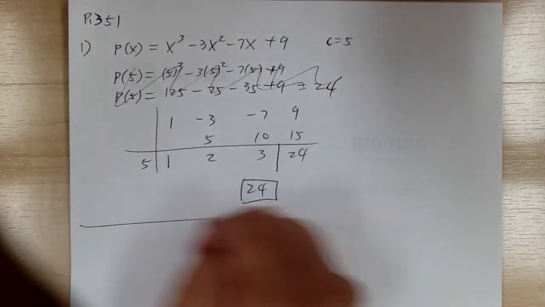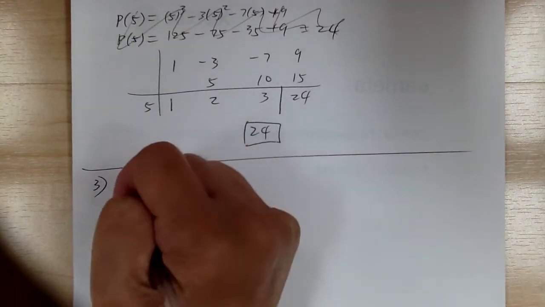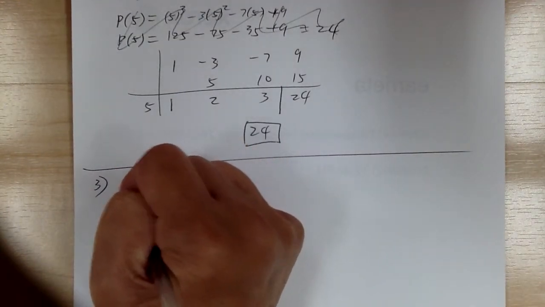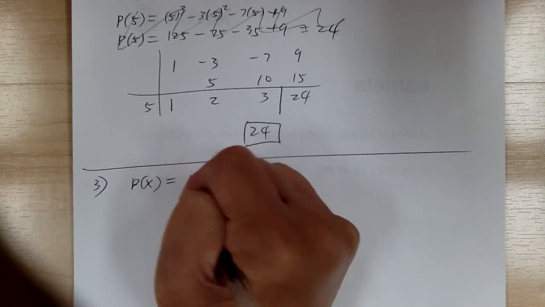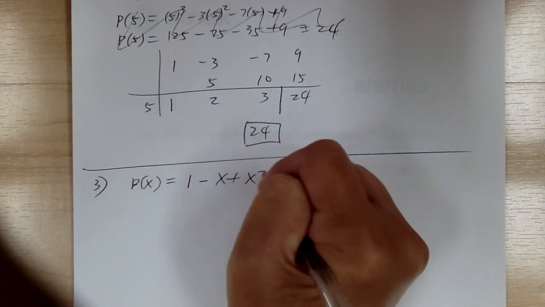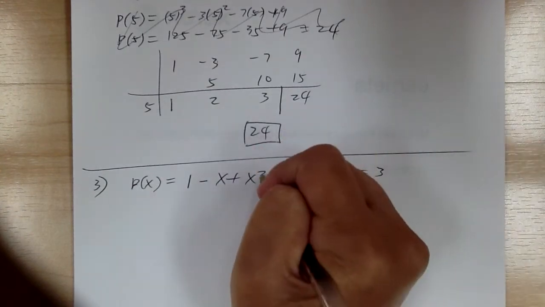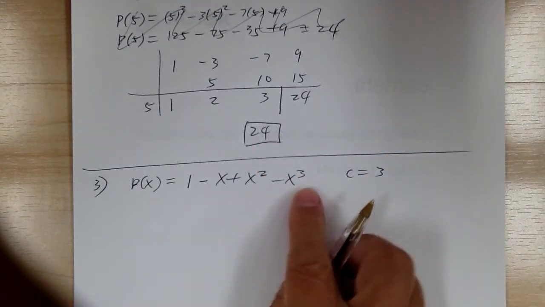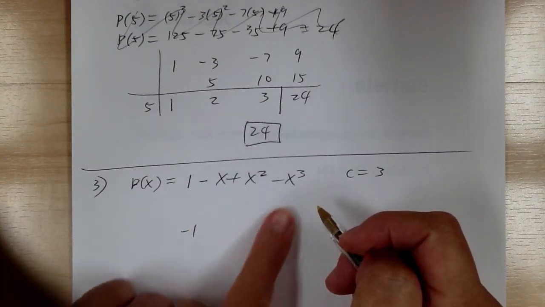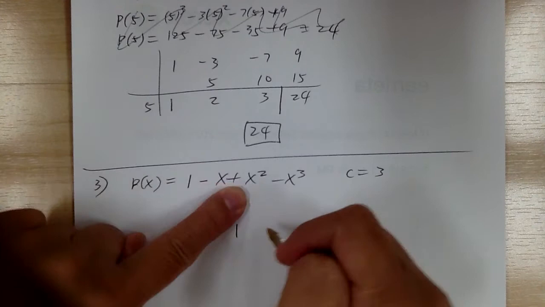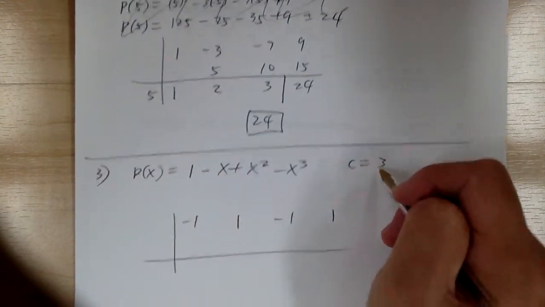Okay, let's do number 3. You have p of x equal to 1 minus x plus x squared minus x cubed, and c equal to 3. Again, let's use synthetic division. So it would be -1. You have to put the terms in the correct order: x to the 3rd power, x to the 2nd, x to the 1st, and the constant 1. And you want to evaluate that.